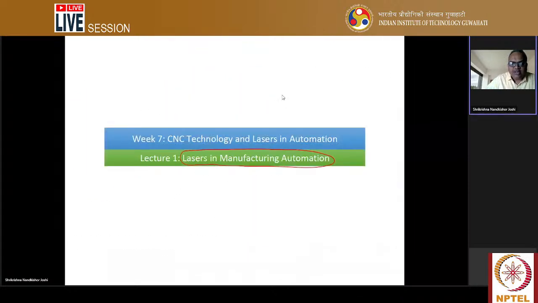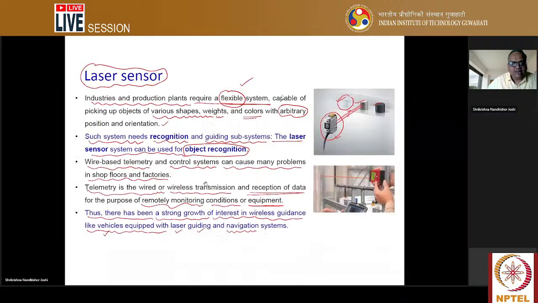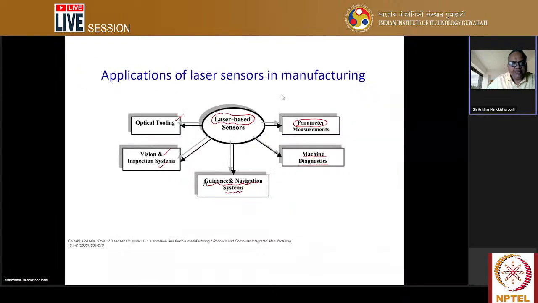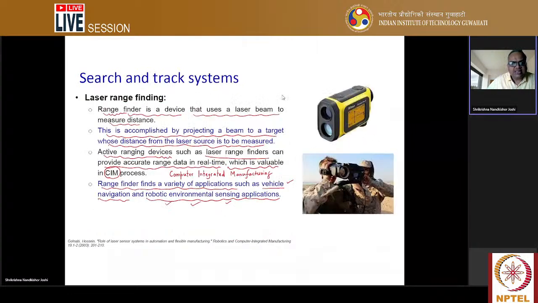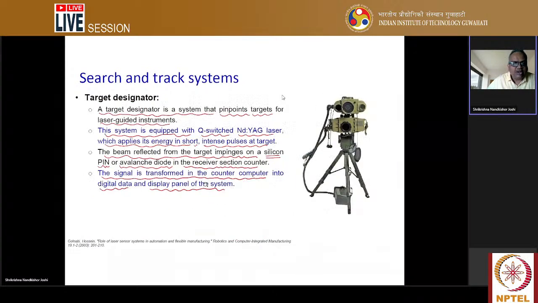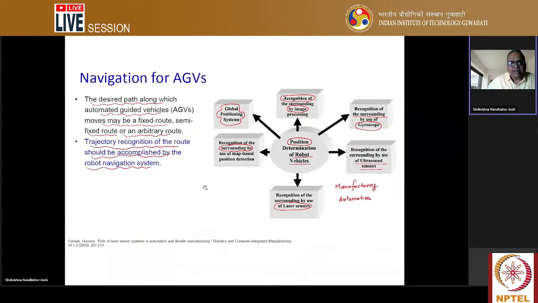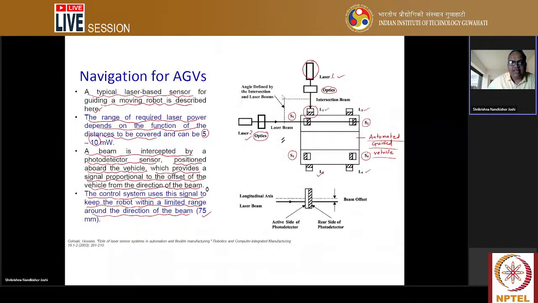Week 7 started with CNC technology. I got a lot of queries and suggestions to discuss CNC technology and how lasers are being used in automation, particularly manufacturing automation. So we have seen the laser sensor, the meaning of laser sensor, and what the applications of laser sensors in manufacturing are. All these things have been discussed. The range finding here, or basically the location of work parts on the shop floor. These are the applications and navigations of automated guided vehicles.